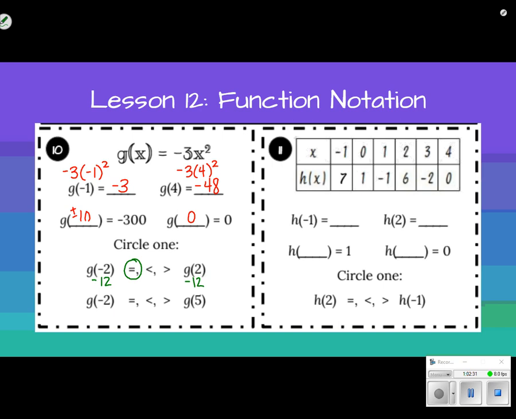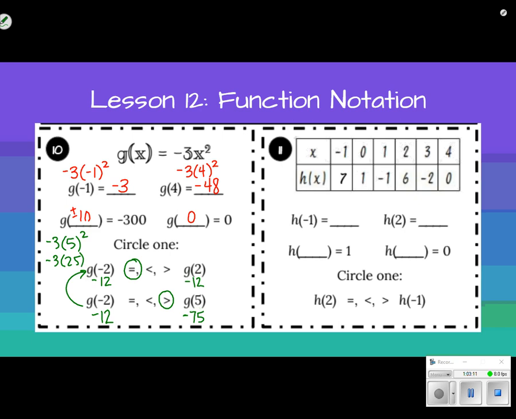Alright, we already know that if I plug in negative 2, I get negative 12. That was the same as that. Let's plug in 5. So negative 3 times 5 squared is negative 3 times 25. Negative 3 times 25 is negative 75. Is negative 12 equal to negative 75, less than negative 75, or greater than negative 75? Negative 12 is greater than negative 75. So they're giving you x values, you plug them in. You are comparing y values when you do this.